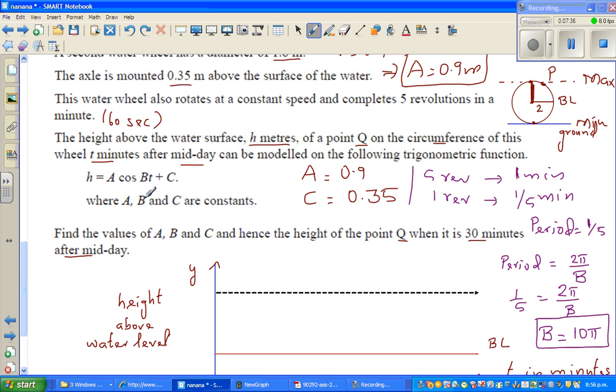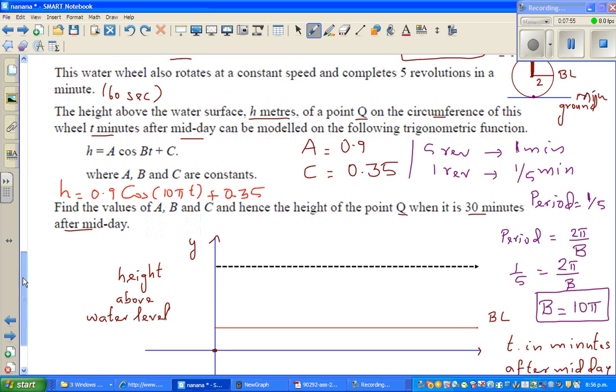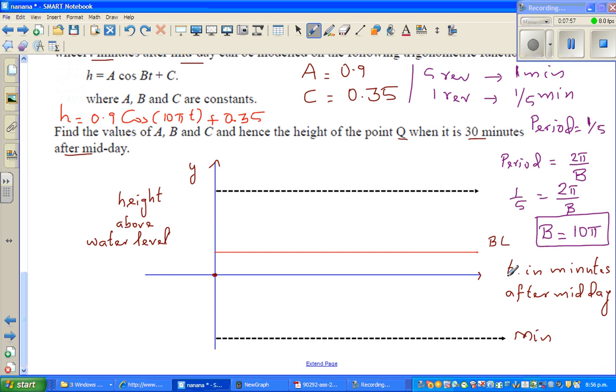So here you got A, B, and C. The equation is H is equal to 0.9 cos(10 pi T plus 0.35). So let me first draw the curve. This is your baseline, this is your maximum, and this is your minimum.